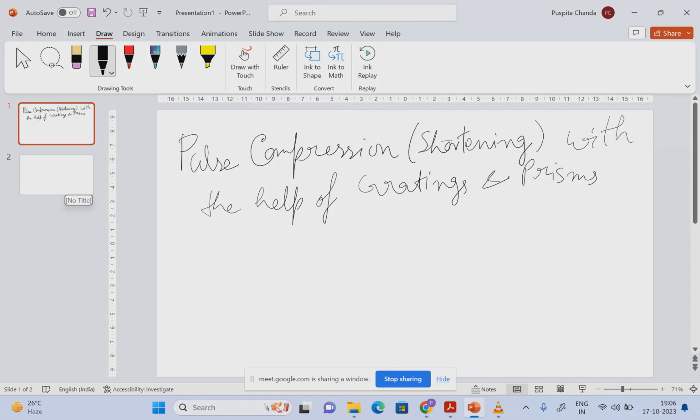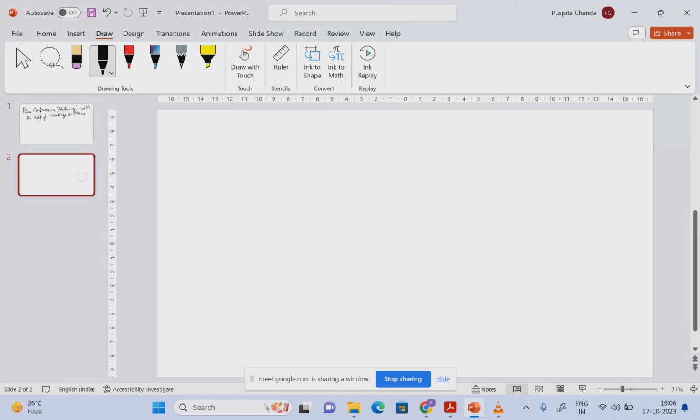So, with the help of prisms and gratings, the pulse can be shortened, and at the same time, with the proper arrangement, the pulse can be stretched also. So how does the pulse get stretched or shortened by the prism or grating? That is because of the dispersion. I will discuss this.